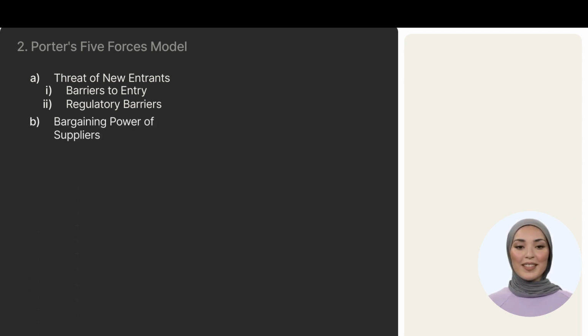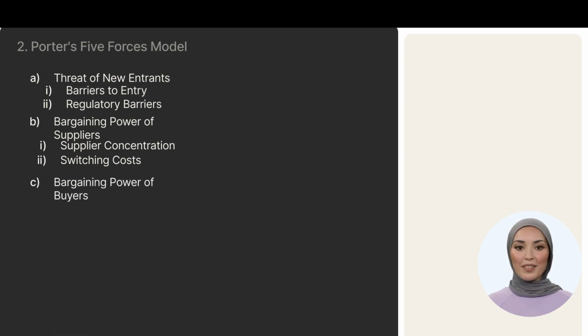Bargaining power of suppliers. Supplier concentration. If there are few suppliers for critical inputs, their bargaining power increases. Switching costs. High switching costs for changing suppliers can increase their power.